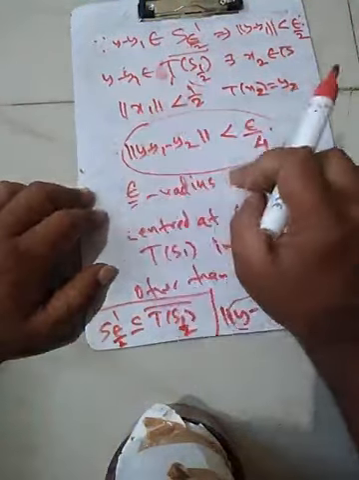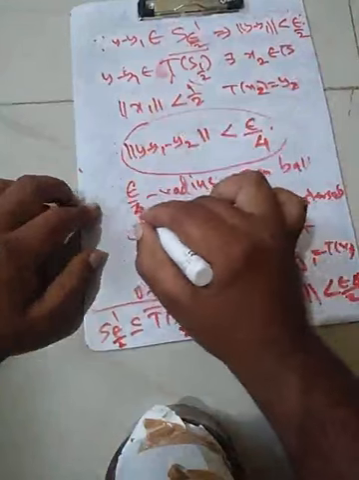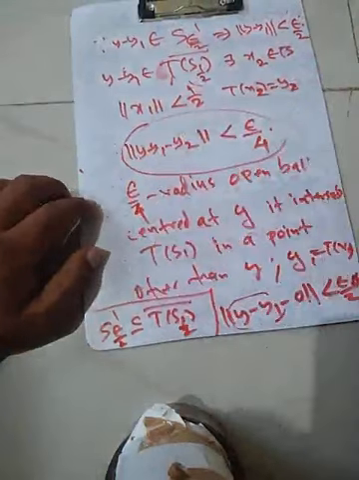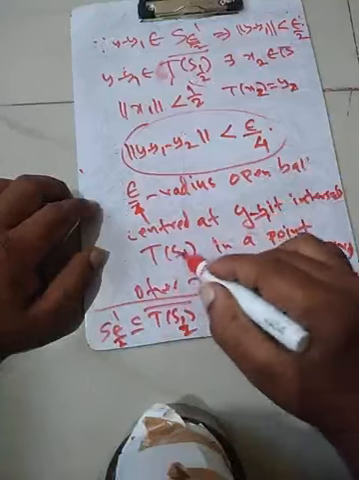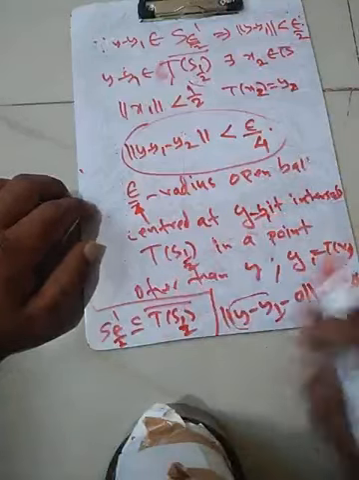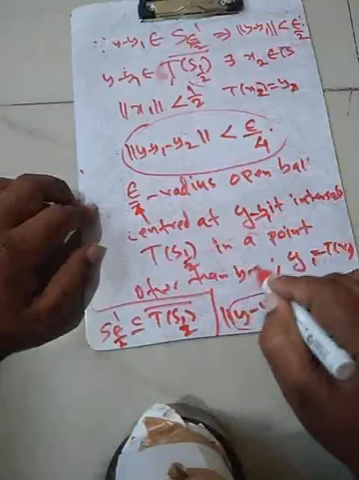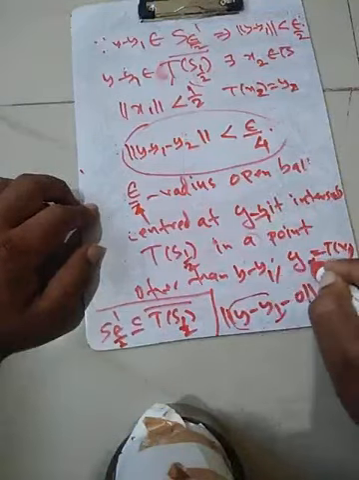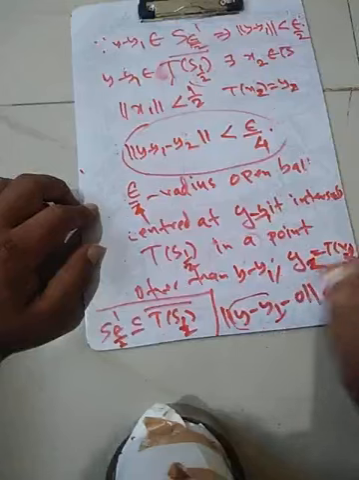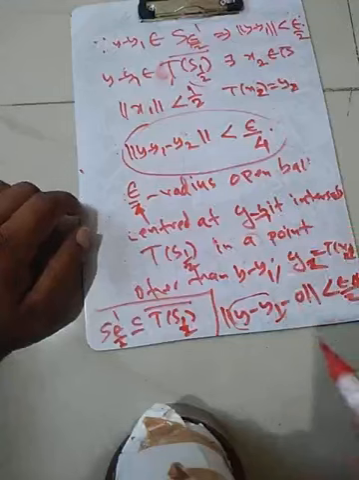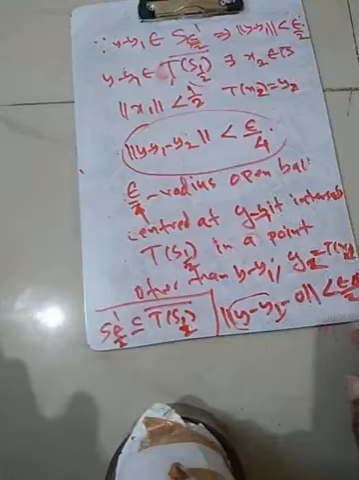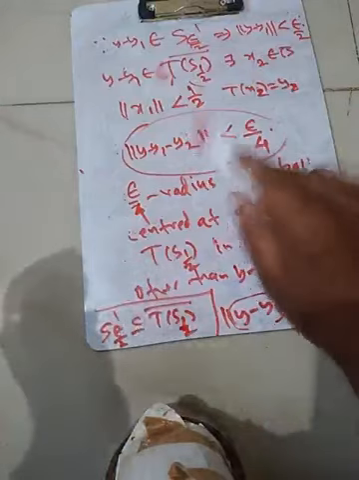So this is the epsilon by 4 radius open ball centered at y minus y1. It intersects T of the half ball in a point other than y minus y1, that is the point y2 is T of x2. So we get this thing, and the distance between them, so this is contained: epsilon by 4 is contained in epsilon by 2, which is contained in epsilon, so this point is also in S epsilon dash.